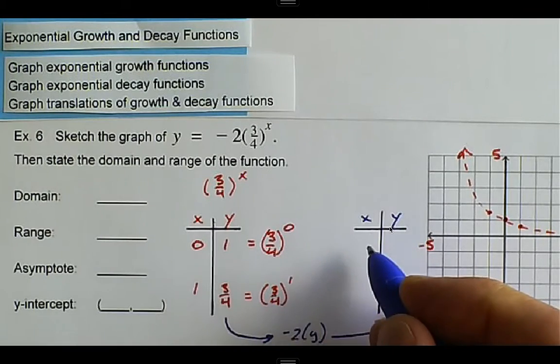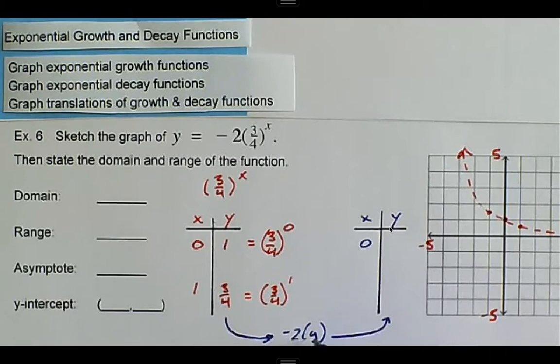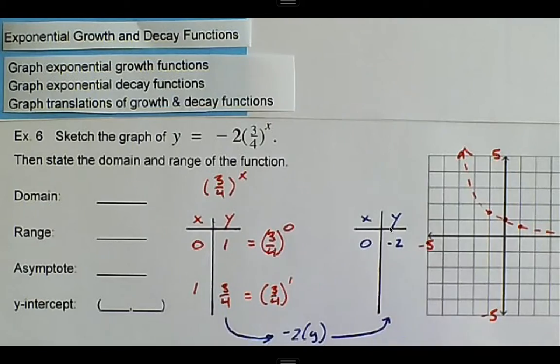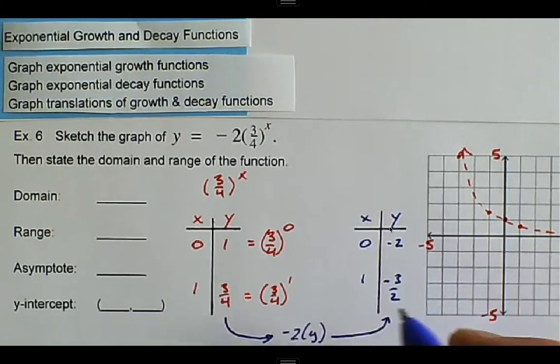So the x value is still going to be 0, but then we're saying 1 multiplied by -2, that's -2. And so for the x value of 1, we have 3/4 multiplied by -2, so that's going to be a negative. 3 times -2 is -6, and then we can reduce that when we divide by 4, so we get -3/2.